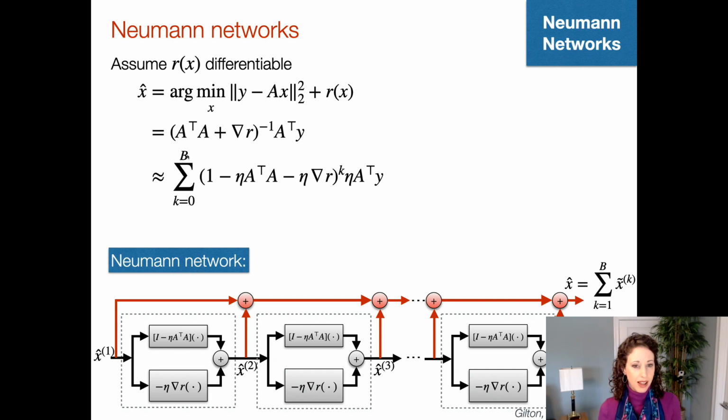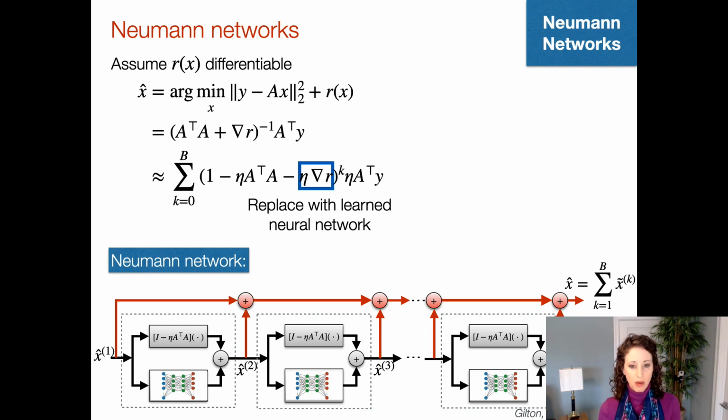And if I were to truncate that series to just have B terms, then what I would see is this expression here that again accounts for my forward model A and the gradient of my regularizer R, and that gets multiplied times my initial estimate A transpose Y. And so I can think about this as being akin to a fixed point operation, and I can again write it using a block diagram as I have here on the bottom. And similarly to what we did with unrolled optimization, we can then say, let's imagine that we take the gradient of our regularizer here and just replace it with a learned neural network.